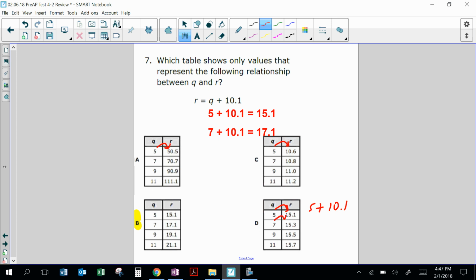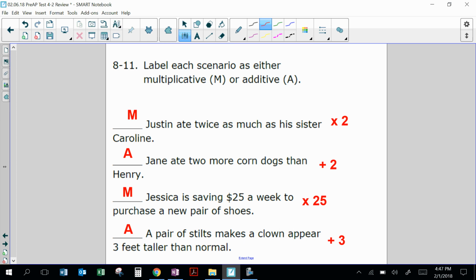But does it work for the next one? How do you turn a 7 into 15.3? Is it going to be 10.1 the relationship? Nope, that's 17 point something. Cannot be that. It is B. If you add 7 plus 10.1, that's 17.1. 9 plus 10.1, that's 19.1. B is the relationship. Next one. Can you read each one and decide is it multiplicative, multiplying, or additive, adding?